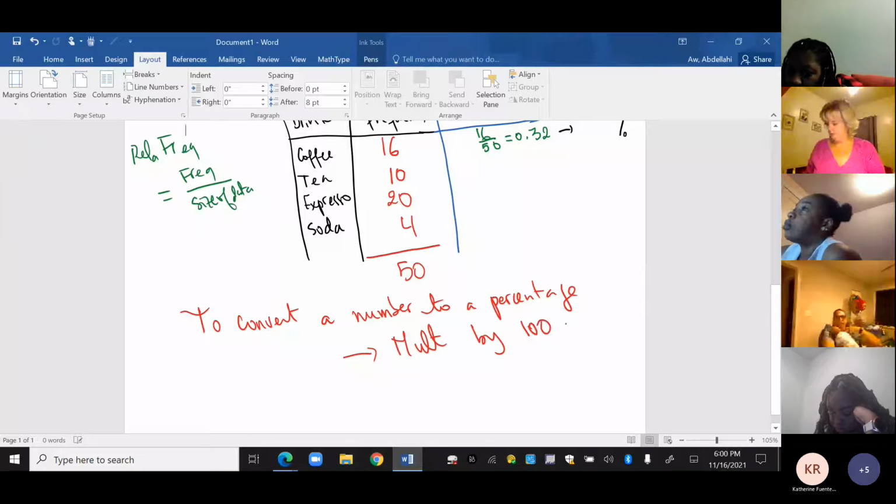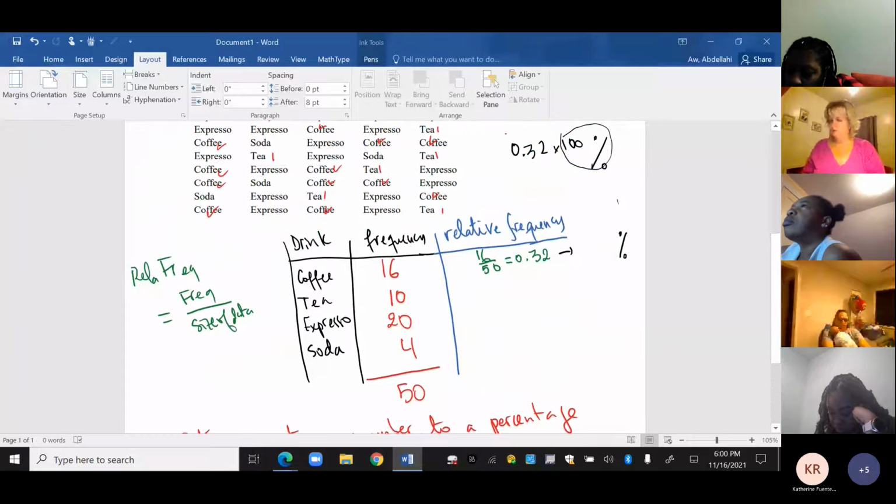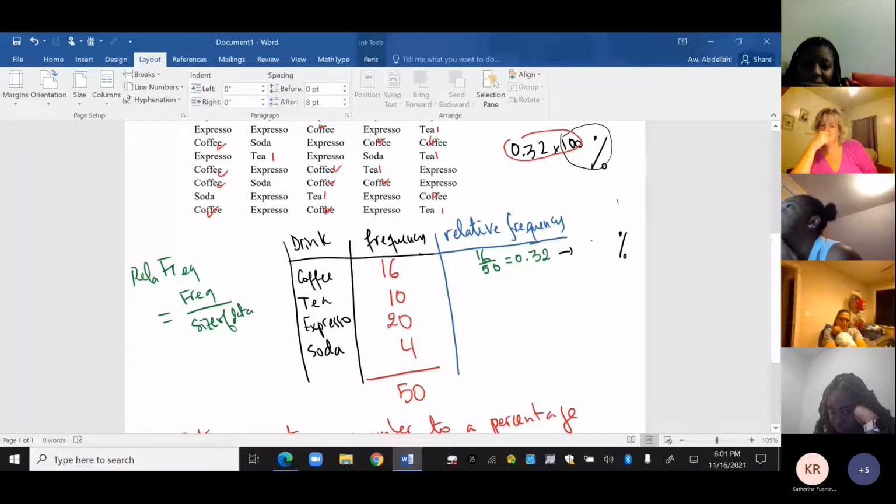Okay, so 0.32 becomes, when we multiply 0.32 by 100, it becomes 32 percent. You see? Can you do the same with the other ones? The relative frequencies of the other ones, can you do the same?